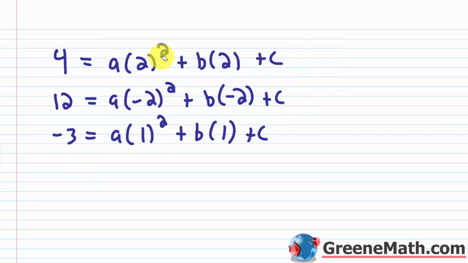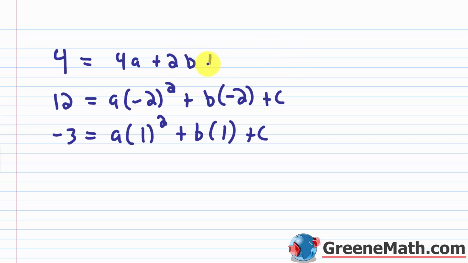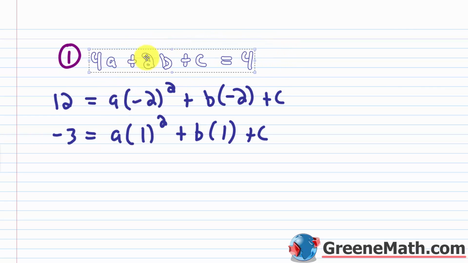Again, 2 squared is 4, so this would be 4a. So let's put 4a, and then 2 times b is 2b, so plus 2b, and then plus c. Okay, so plus c. And let me put equals 4 on this side. I can erase it from here. And let's go ahead and just label this as equation 1. Let me slide this down, save a little room. And we'll slide this down a little bit more.